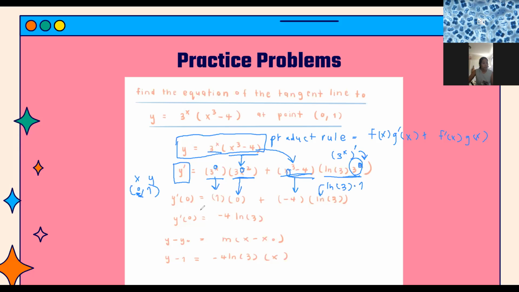All right, and then you do 1. It's supposed to be 1 plus negative 4 natural log of 3. I'm sorry. Okay, so 1 times 0 is 0. So then you have plus negative 4 times natural log of 3. So this is your answer. You guys have any questions? How I get to this point? No questions?